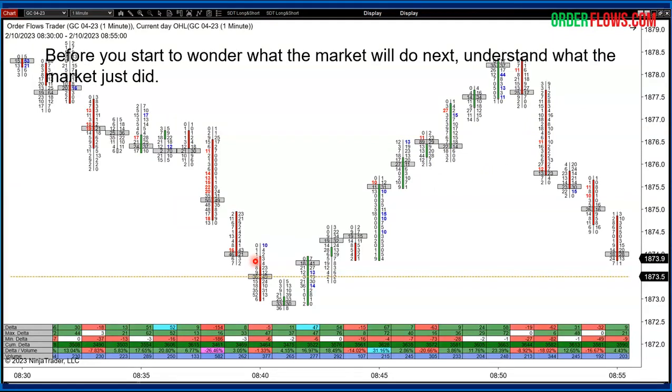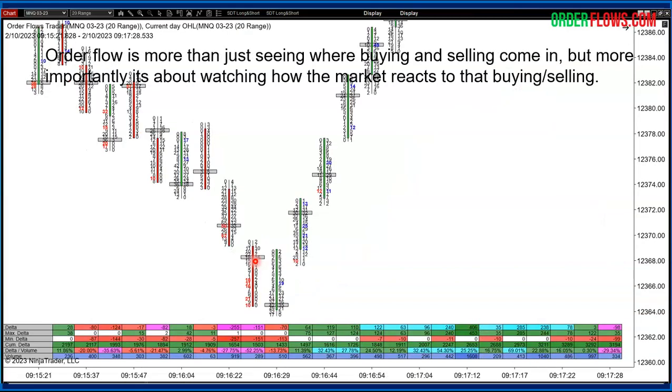So before you start to wonder what the market will do next, understand what the market just did. Okay? And that's about seeing where buying and selling come in, but more importantly, it's about watching how the markets react to that buying and selling. All right? Market's coming in hot. It's coming in strong here.